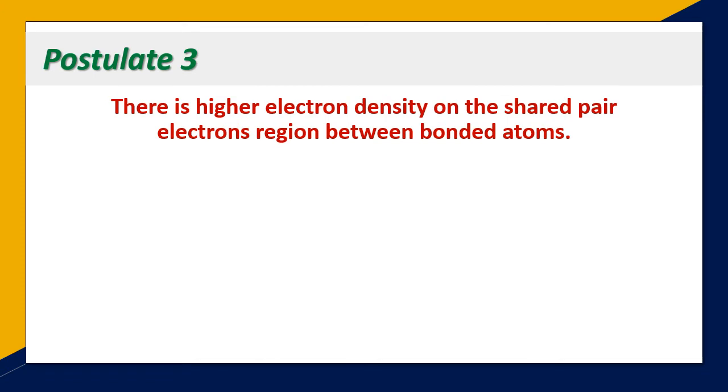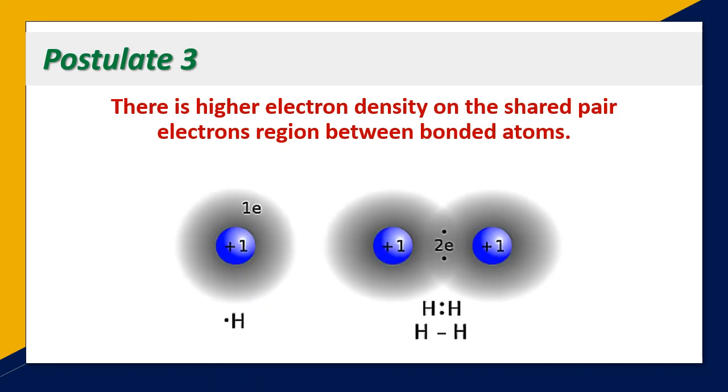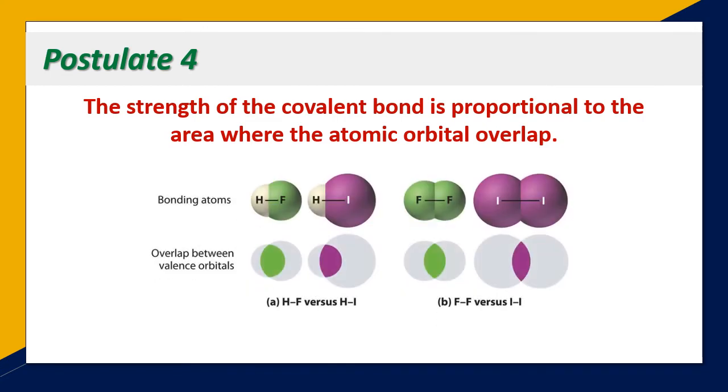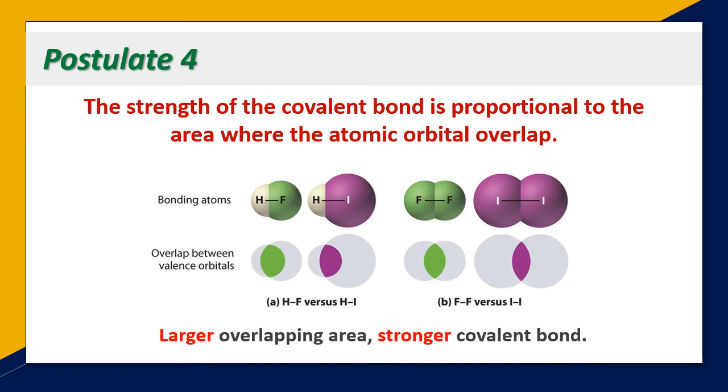The third postulate: there is a higher electron density in the shared pair electrons region between the bonded atoms. For example, the sharing of one unpaired electron between the hydrogen atoms gives a higher electron density in the overlapping region. The fourth postulate: the strength of the covalent bond is proportional to the area where the atomic orbitals overlap. This example shows that the larger the overlapping area, the stronger the covalent bond.